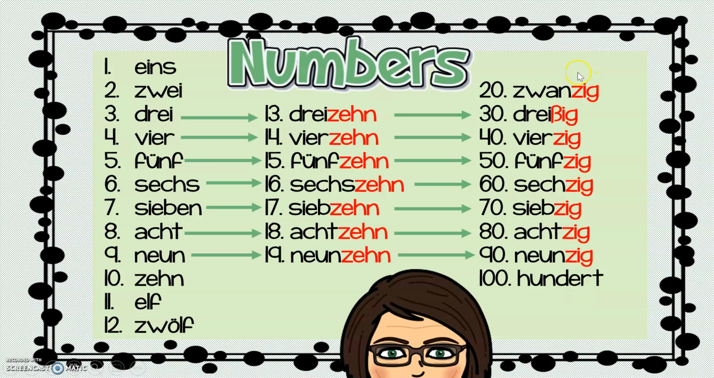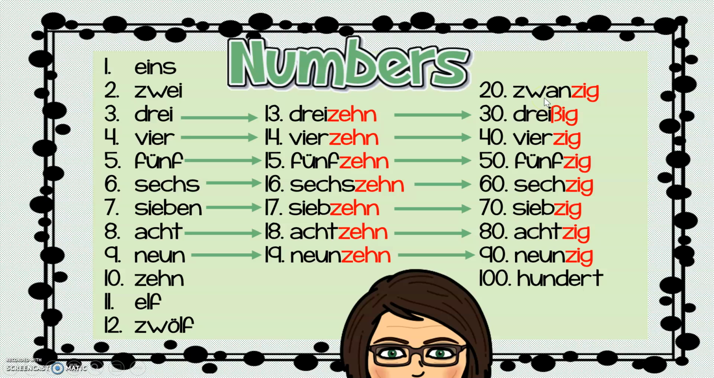Now we're going to talk about what I call the decade numbers. 20, 30, 40, 50, 60, 70, 80, and 90. Now, just like the teens, they take that first part of the word, drei, drei, and they say zig at the end. 30, 40, 50, 60, 70, 80, 90.